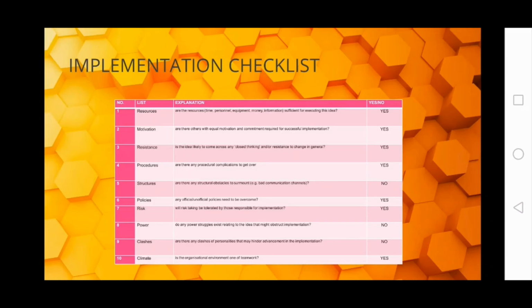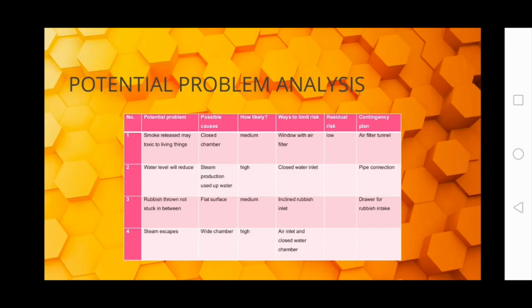Climate change, organization environment, yes, because now we are on MCU, so we can meet face to face. The second tool is potential problem analysis. First, smoke release may be toxic to living things after burning rubbish. So we have innovated a window with an air filter which can filter out the smoke before letting it out. Second, the water level will reduce as steam production uses up water. So we have a closed water inlet to refill the water.